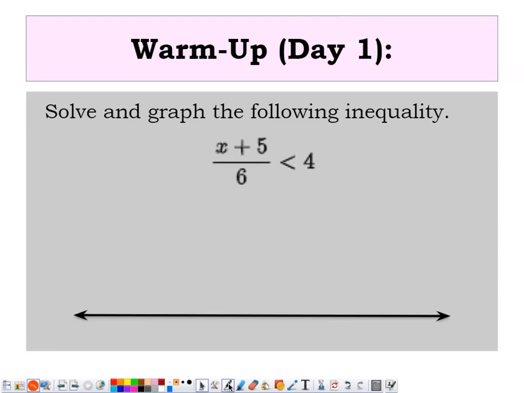Solve and graph the following inequality. X plus 5 all over 6 is less than 4. So we need to go ahead and solve it, and then we need to graph that as well. So I see we need to isolate the variable x.